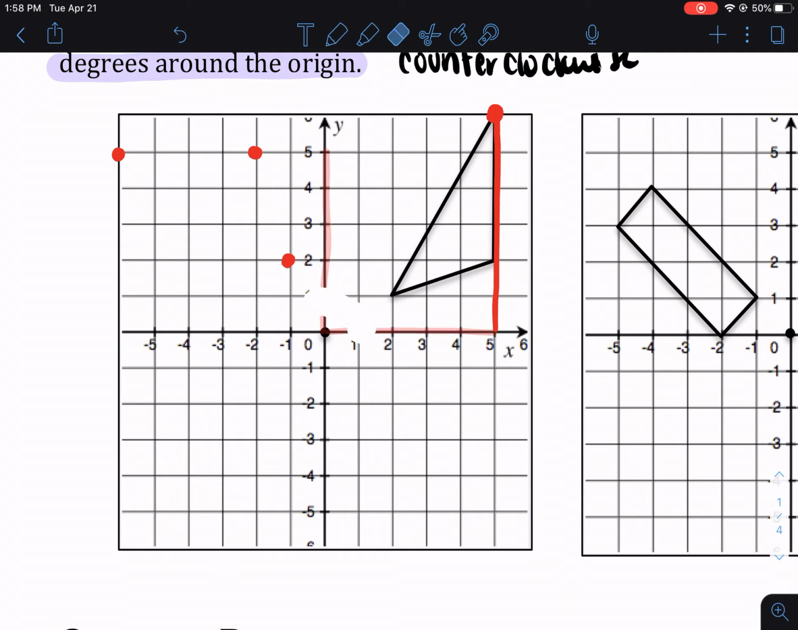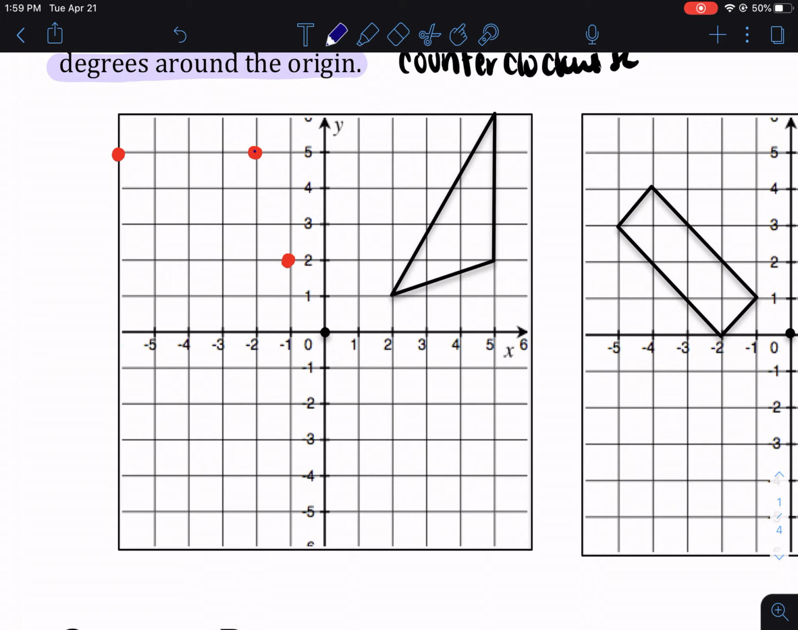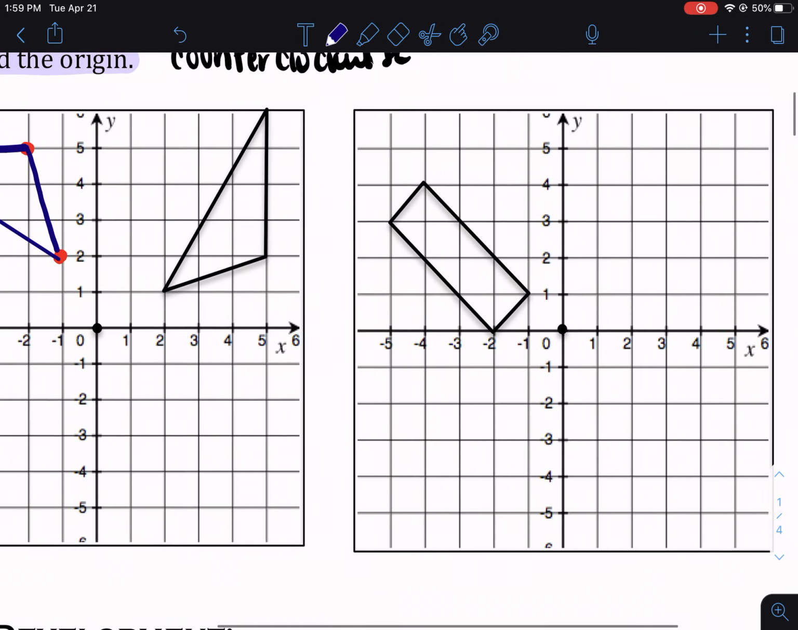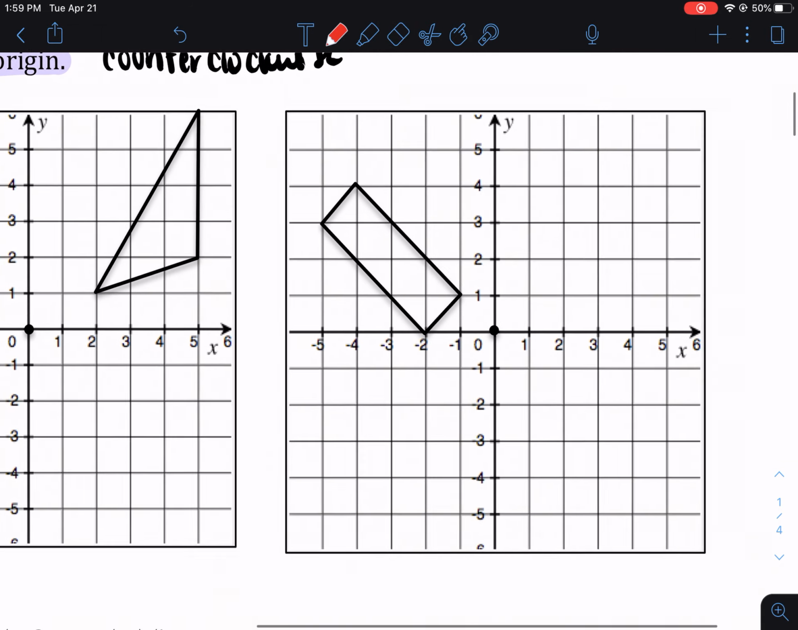I didn't draw the entire thing because I knew it was going to take over another shape. So you then connect your dots, and this is what your shape is going to be. Over on this side, again, we still do the elbows. We are still doing a 90-degree rotation around the origin.